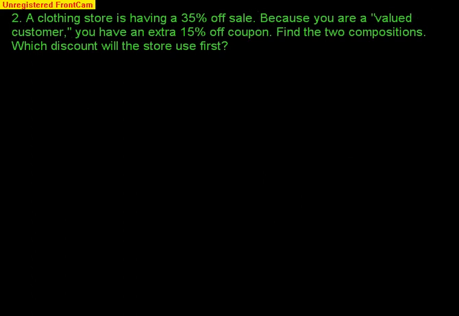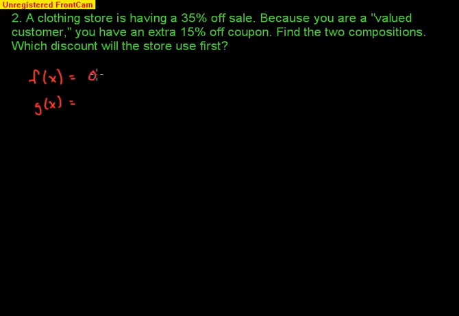Okay, very good. Okay, so here's one of those shopping problems involving compositions of functions. So it says a clothing store is having a 35% off sale. Because you are a valued customer, you have an extra 15% off coupon. Find the two compositions and then which discount will the store use first. So we're going to have two functions, f of x and g of x. F of x is going to be the price of your purchase with the 35% off discount.